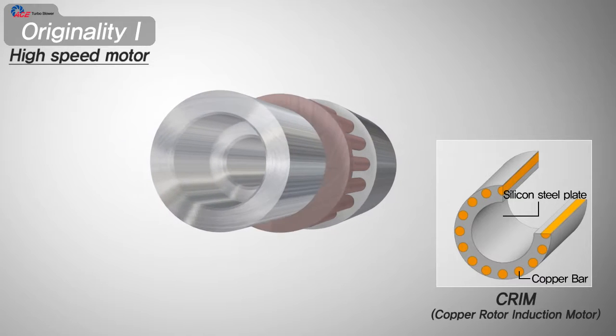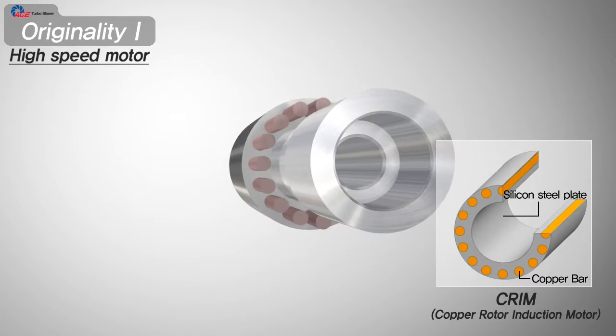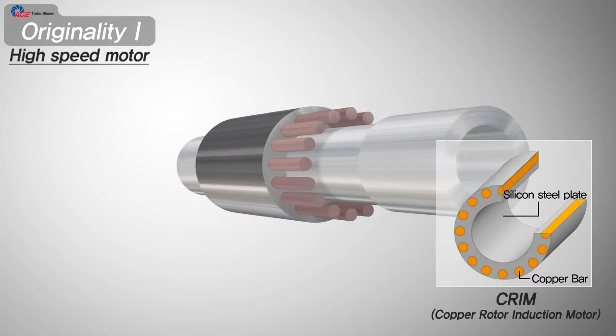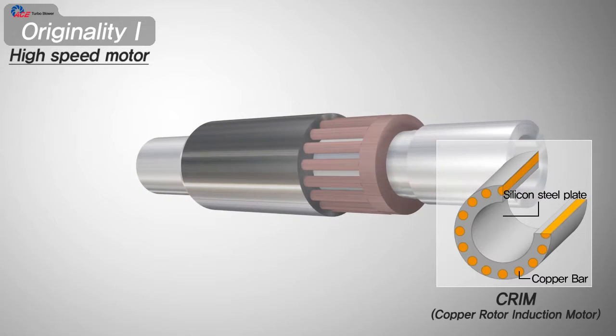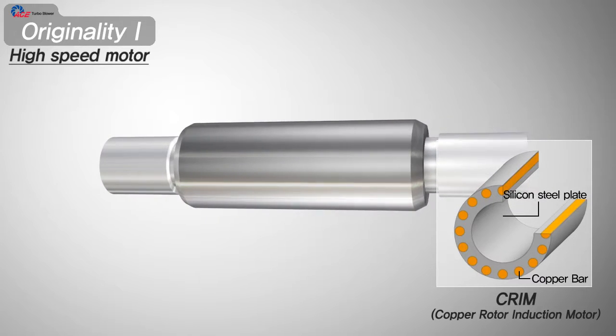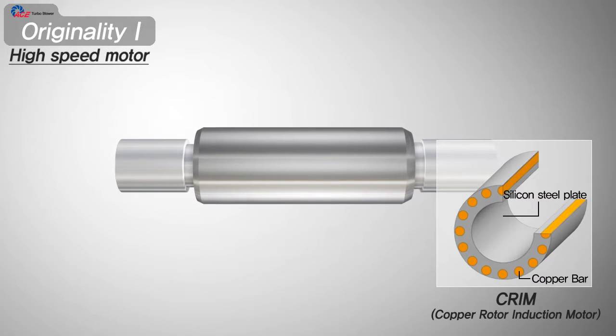The copper rotor induction motor replaced the conductor of the rotor from aluminum to copper, so the efficiency is 4 to 5% higher than the aluminum rotor. Also, it is possible to make a high-speed, high-capacity turbo blower because of the smaller rotor size than the aluminum rotor.